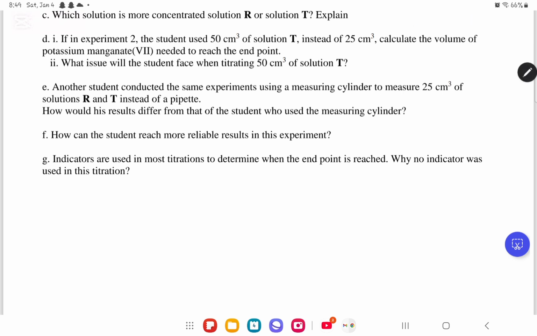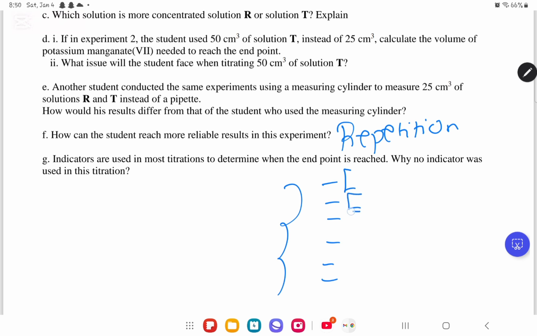Now for part F, how can the student reach more reliable results in this experiment? Maybe repetition. The only thing you need to do is repetition. That's why in many cases, especially in biology and chemistry, when they tell us to plot a test, we have 6 points. First, we need to state the independent variable, the dependent variable, and then the control variables. And then we state that I repeat this experiment many times, like the repetition, and then the safety, and then you conduct the experiment. This is how you do it, especially in the mocks and in the IGCSEs for the people who are doing it.